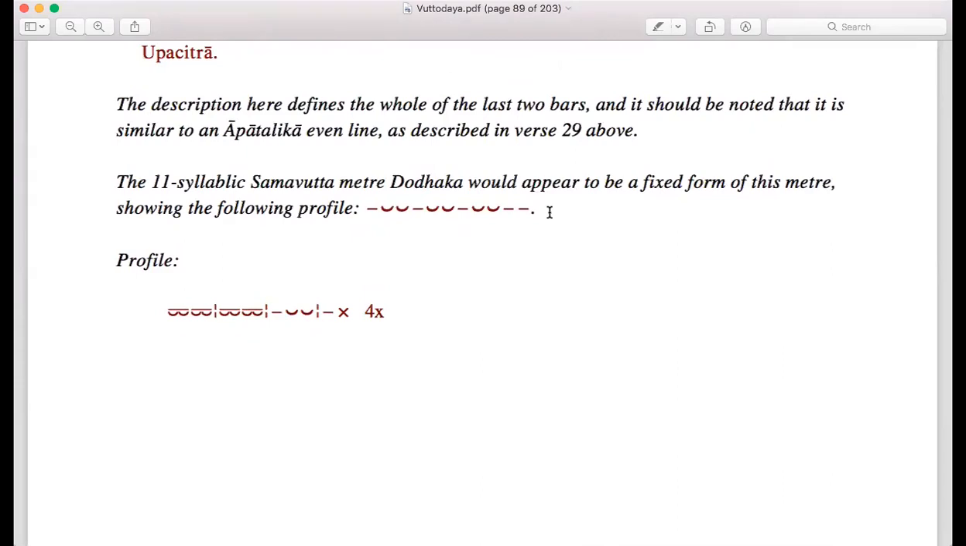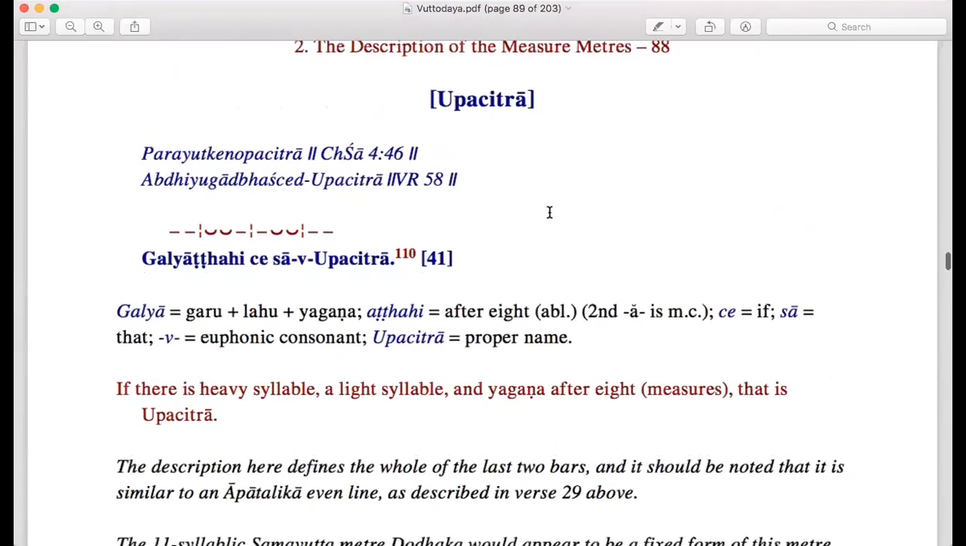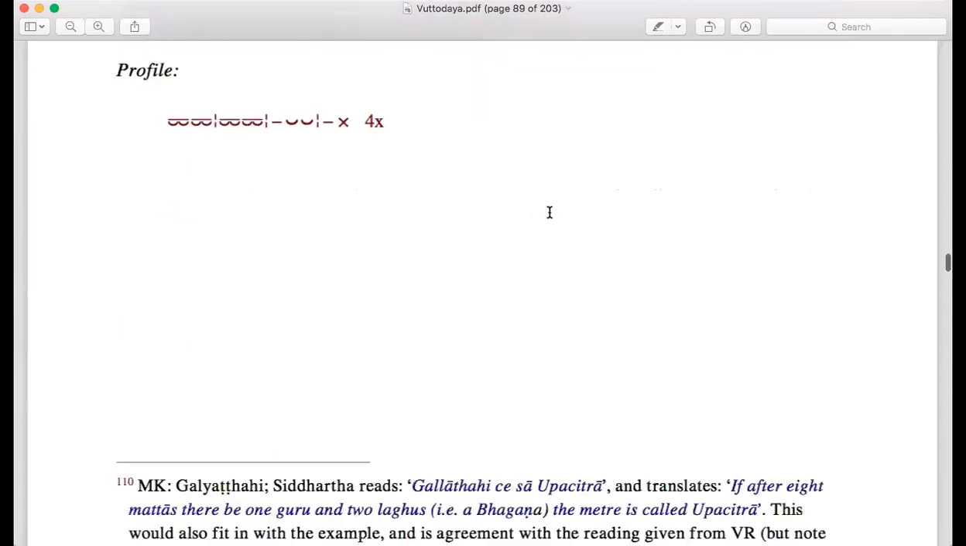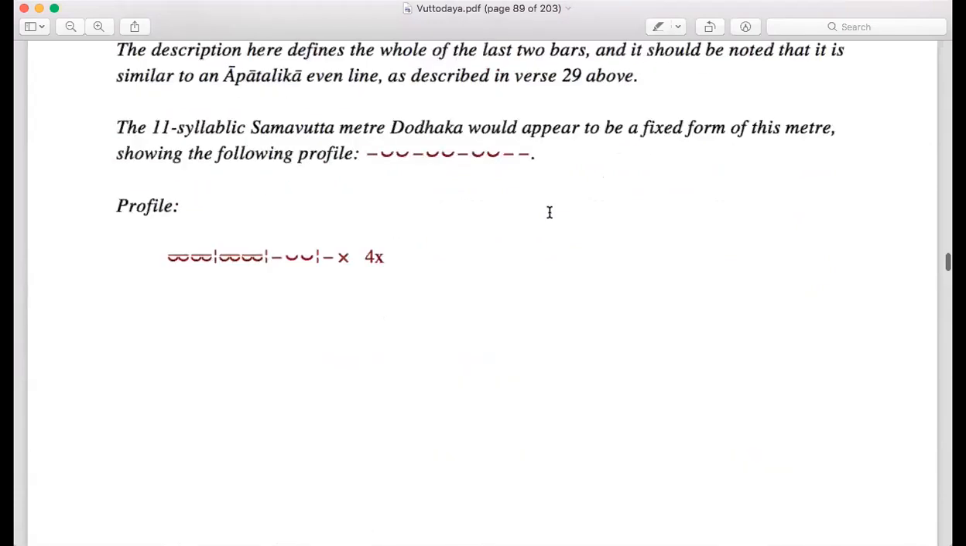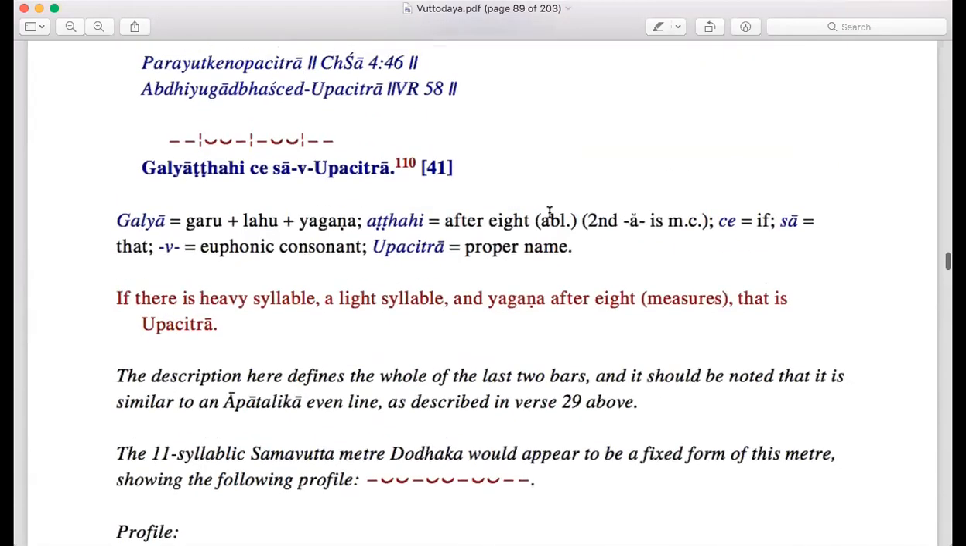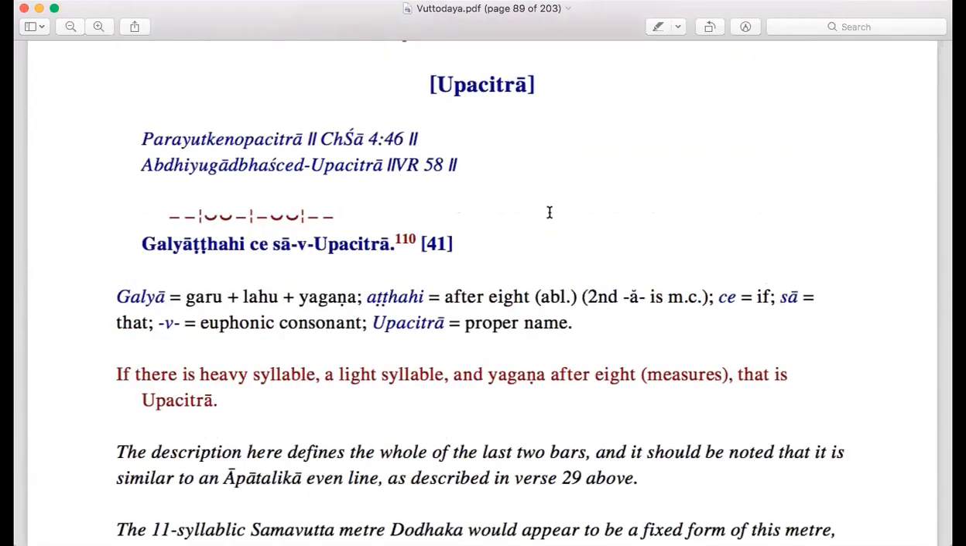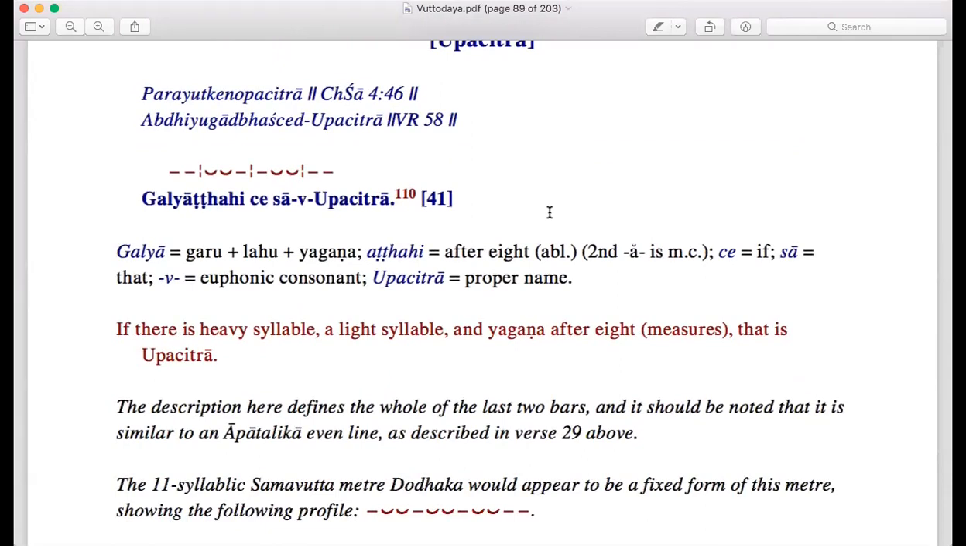It can simply say that there should be Bhagana and garu. Why did he mention it like this? That is a problem. Yeah, that is a good argument. Let's think about that further. I also have no idea about that. So really, that's a very good argument.